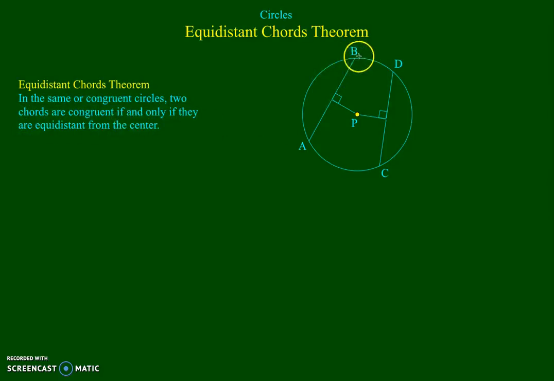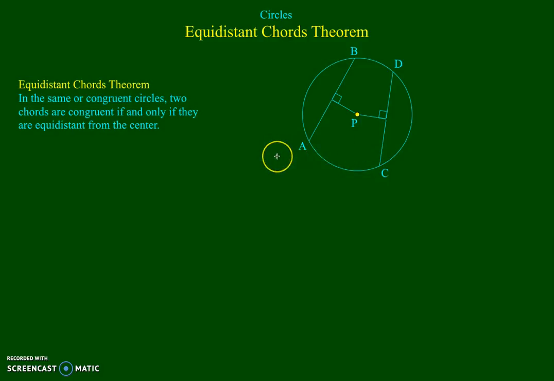So that says, if AB is congruent to DC, then the length of the perpendicular segment from each of those chords to the center is going to be equal. So this segment is going to be equal to this. Also, it says that if the chords are equidistant, that is, if this segment equals this distance, then this chord must equal this chord.